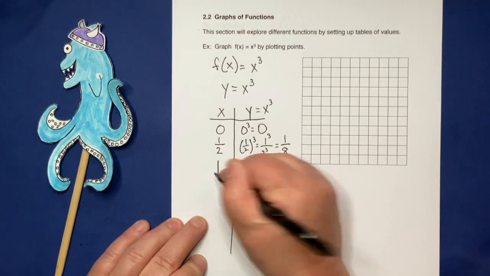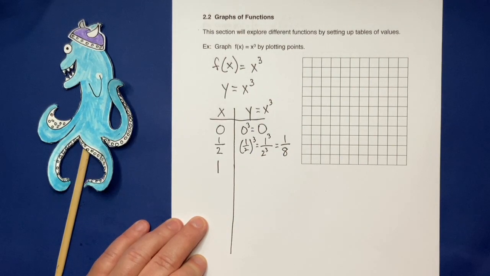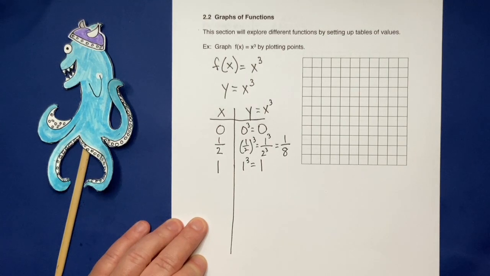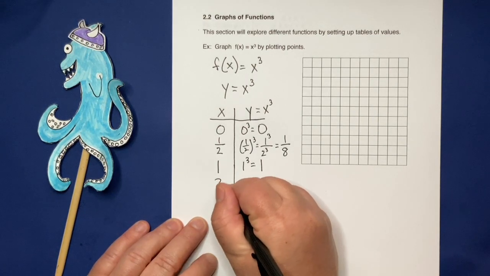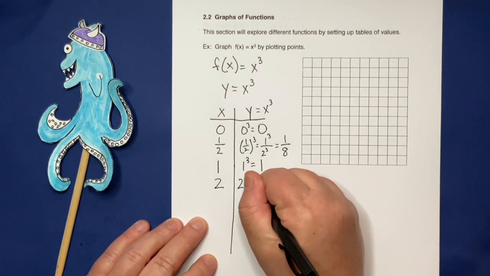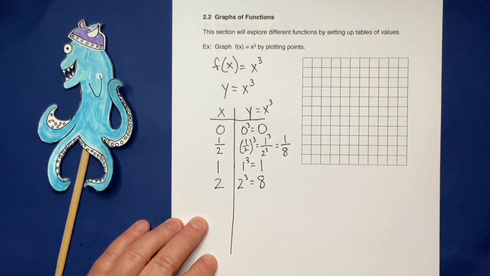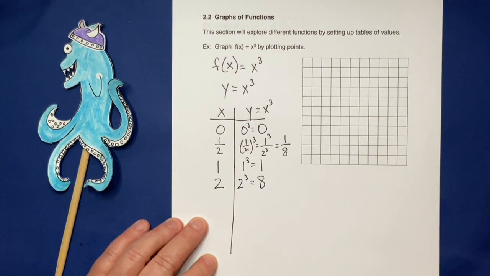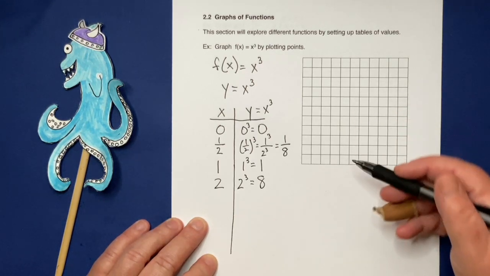What about when x is 1? When x is 1, y is 1 cubed, which is 1. Okay, that's expected. And when x is 2, y is 2 cubed. That's 8. And I could keep going. For example, I could do 3 or 4, but that's going to require a graph that's much bigger than this. So I'm going to have to decide how to graph this. This will be interesting. I don't have a lot of wiggle room.